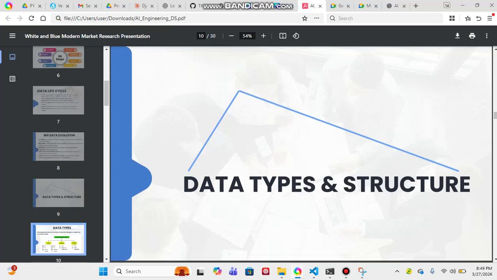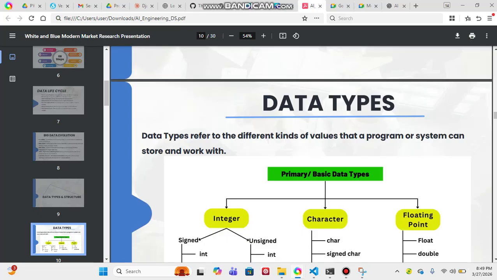We have different data types. We're going to be doing all of these things. Data types and structure. This is the foundation of the class.